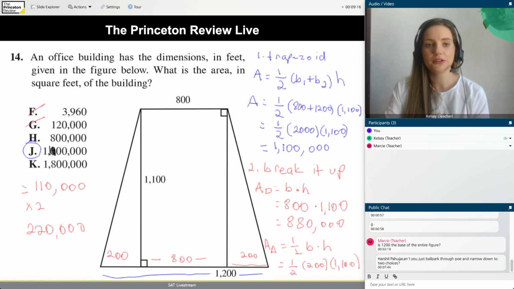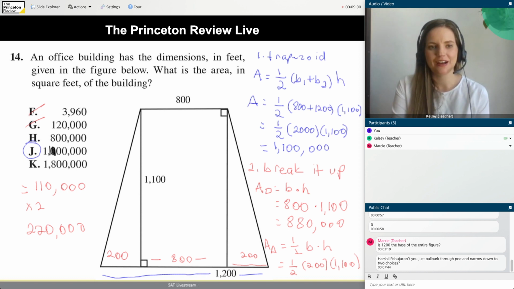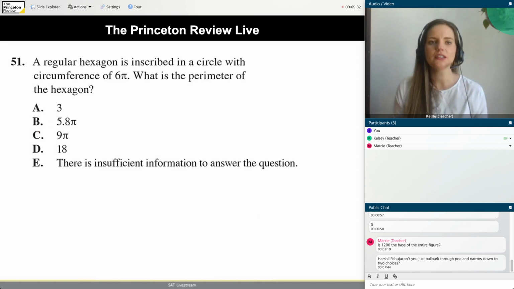But as with every question on this test, there's a few different ways to approach it. And so I like to show different ways because everybody's got a different style with these tests. But that's it for number 14. We're going to move on to another question here. Looks a little different, but it's got the same idea.